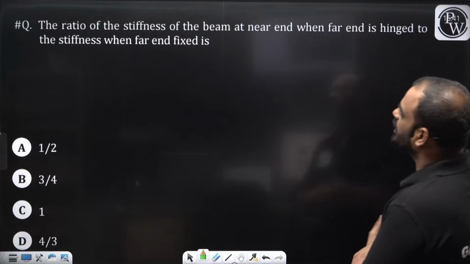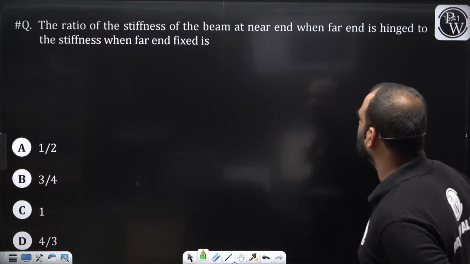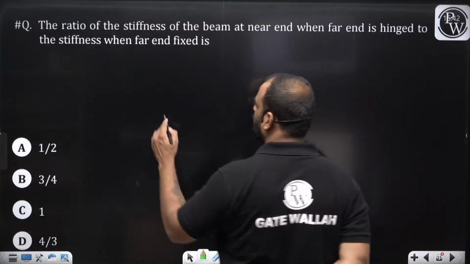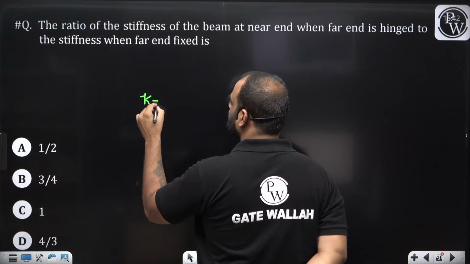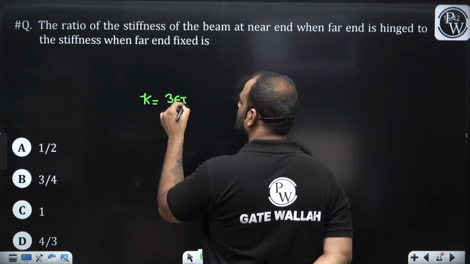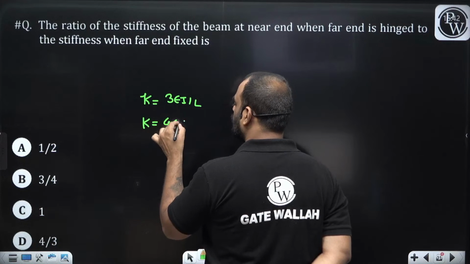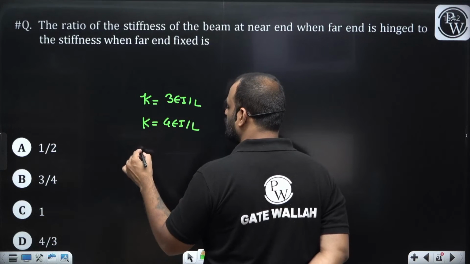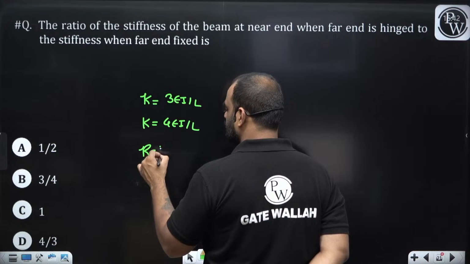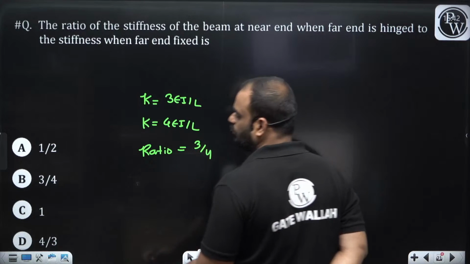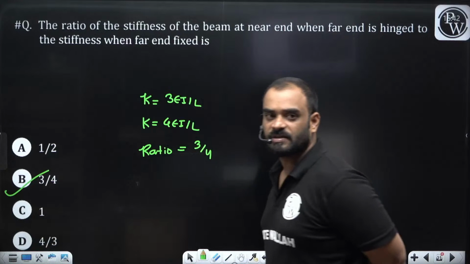Next, the ratio of stiffness of beam at the near end when far end is hinge and far end is fixed. So for far end hinge, stiffness is 3 EI by L. When far end is fixed, it is 4 EI by L. If you take the ratio of it, it is equal to how much? 3 by 4. So B is the correct answer for the problem.